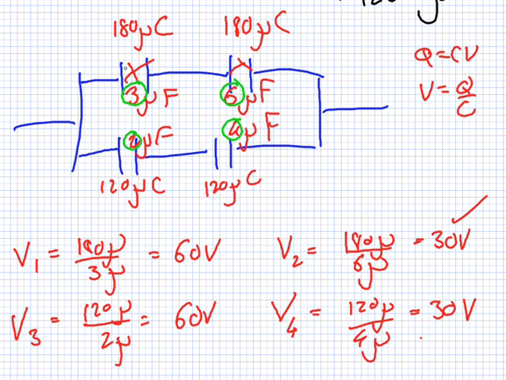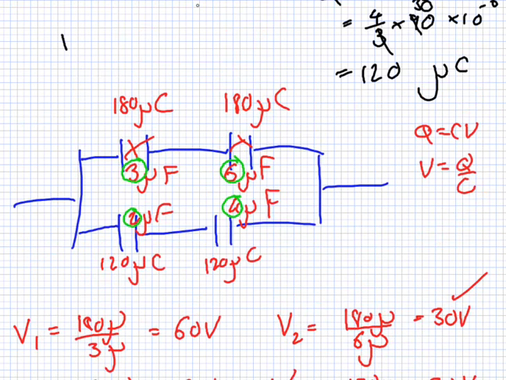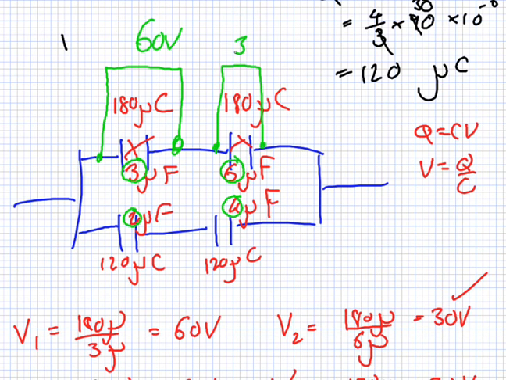So we have here, if you want to draw it in, here to here is 60 volts, here to here is 30 volts, here to here is 60 volts, and then here to here is 30 volts.